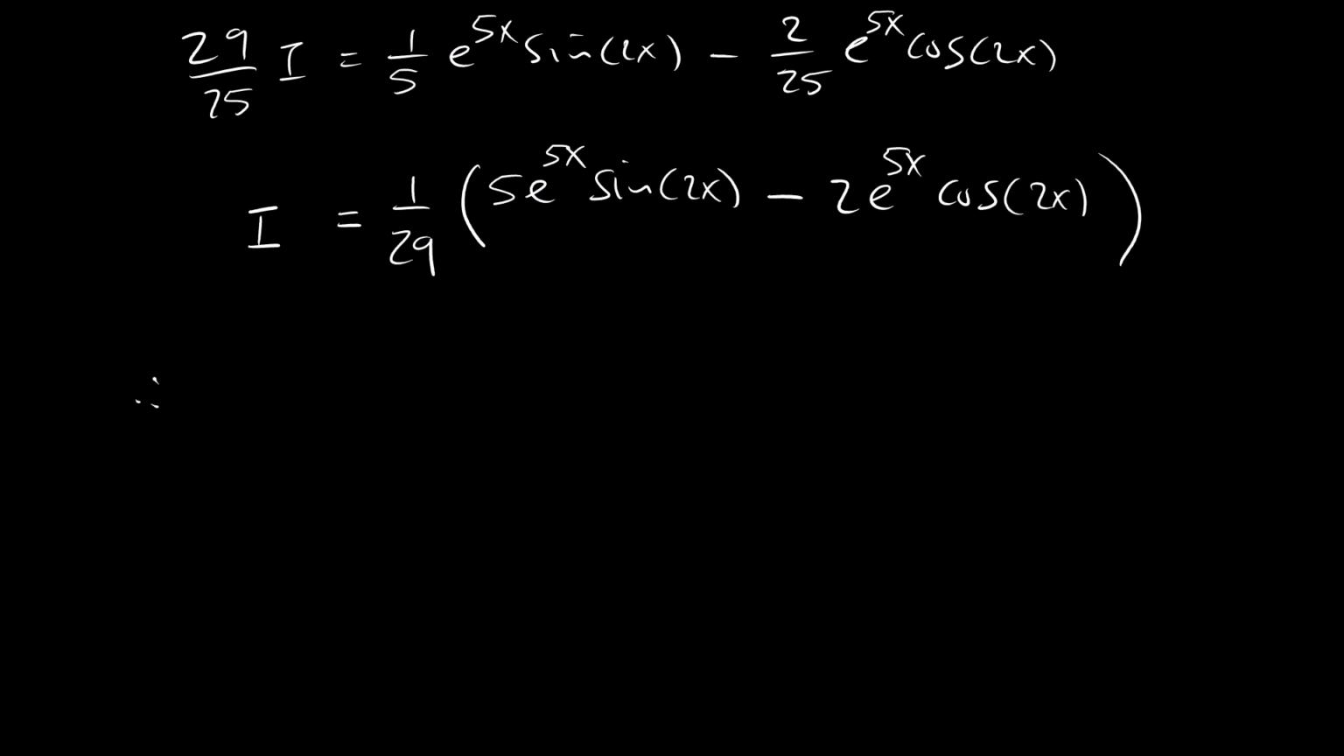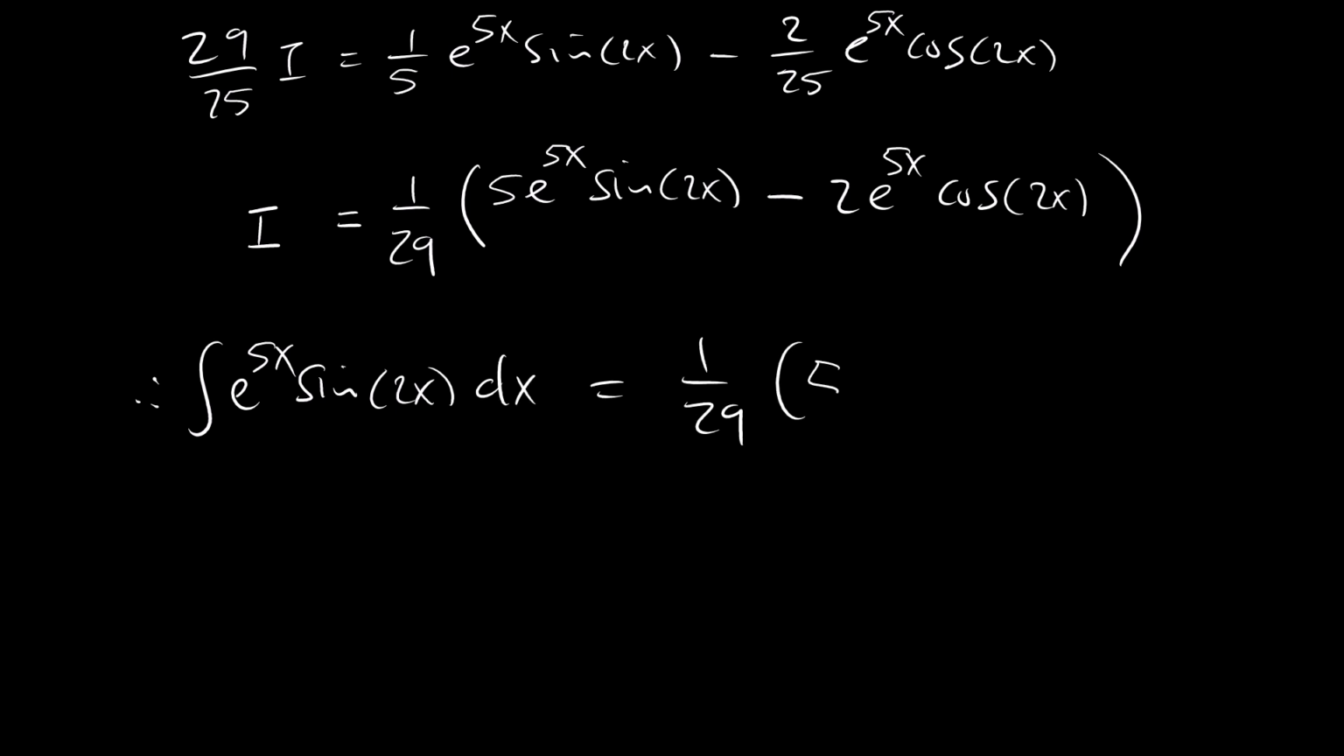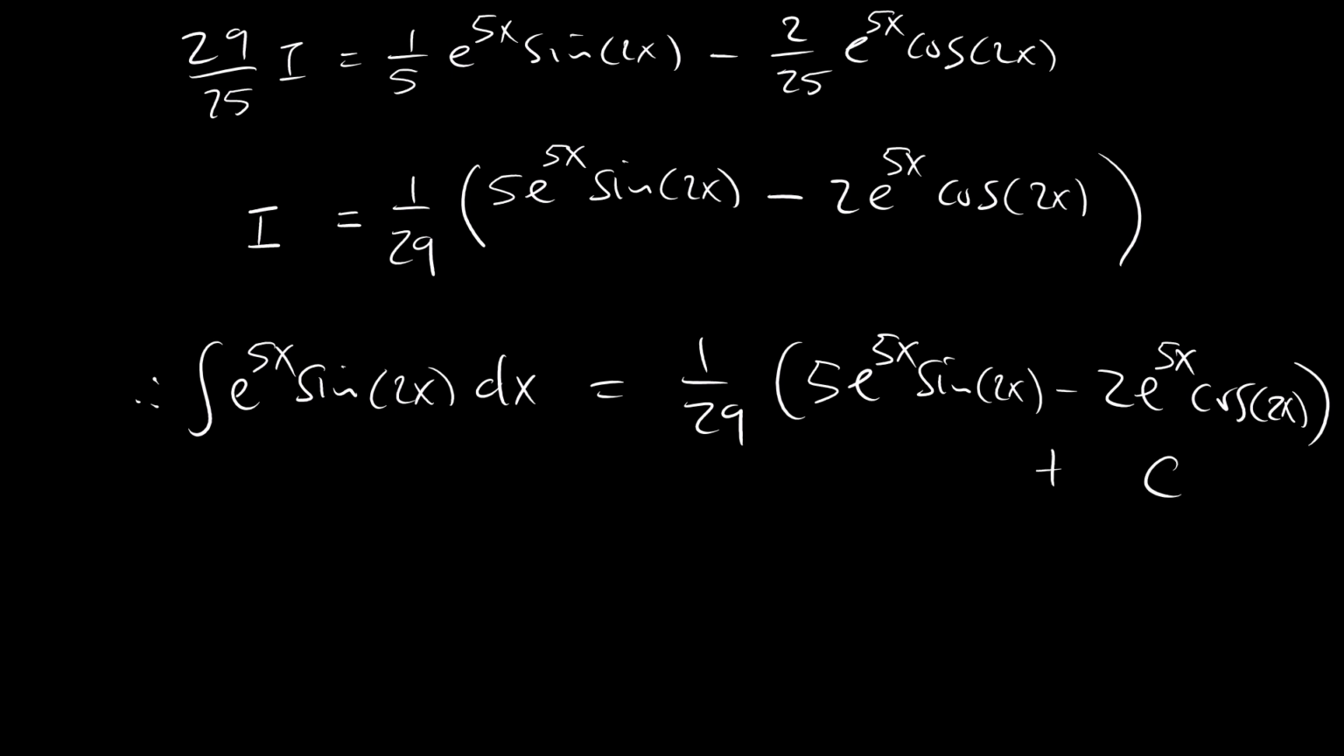So therefore it's safe to say that e to the power 5x sine of 2x integrated is 1 over 29 times 5 e to the power 5x sine 2x minus 2 e to the power 5x times cosine of 2x plus the integration constant. You don't want to forget that. So that's problem number 4 for us. Now we'll move forward to problem number 5.